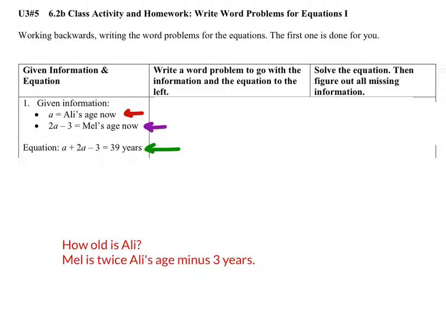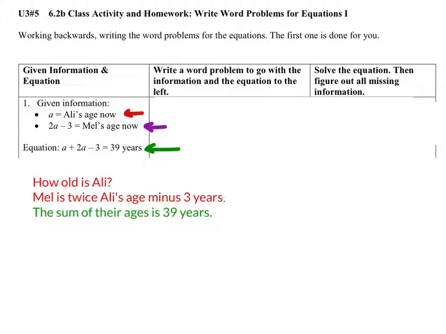to go with the equation. And that one, the equation, it shows A plus 2A minus 3, and the 2A minus 3 is Mel's age. So the sum of their ages, and that's sum because it's adding, the sum of their ages is, right there it shows us 39. Bam, so we'll write 39 years. And we already have our question, how old is Allie? So this would be the word problem that would be fitting for these.